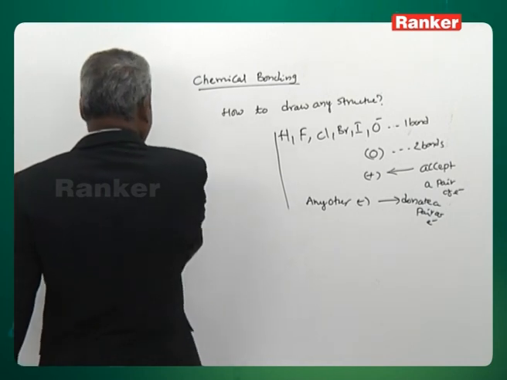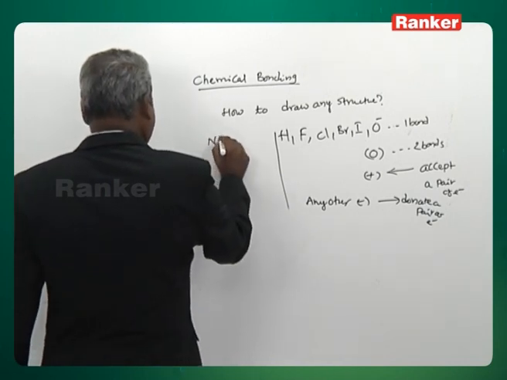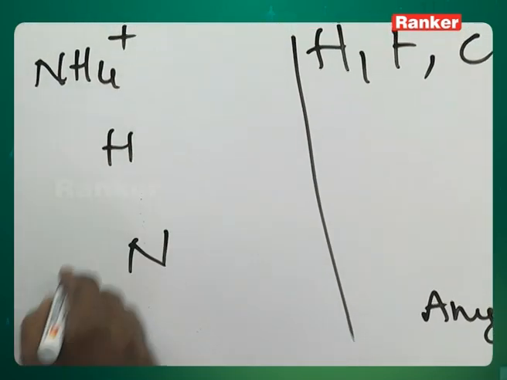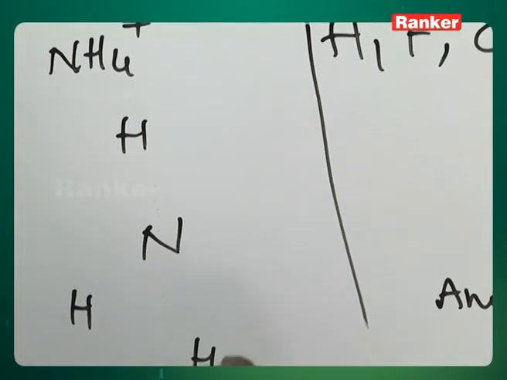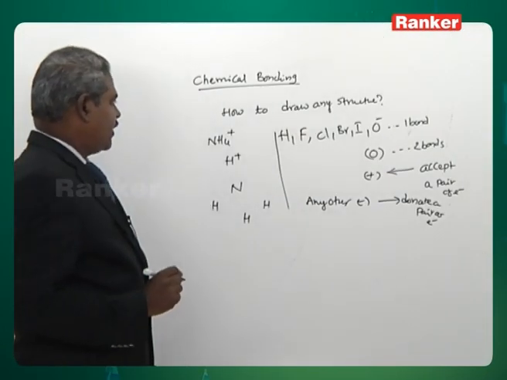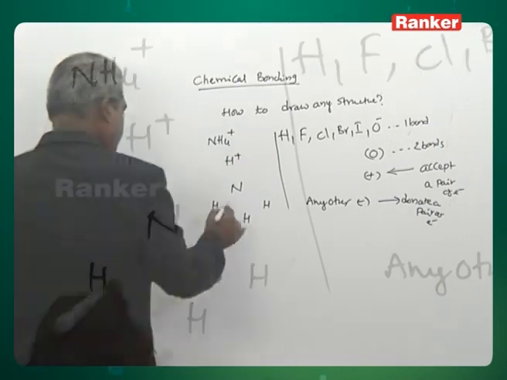Next, NH4 plus. 1 nitrogen, 4 hydrogens, one of them is a plus. What is the role of hydrogen? Hydrogen forms 1 bond.